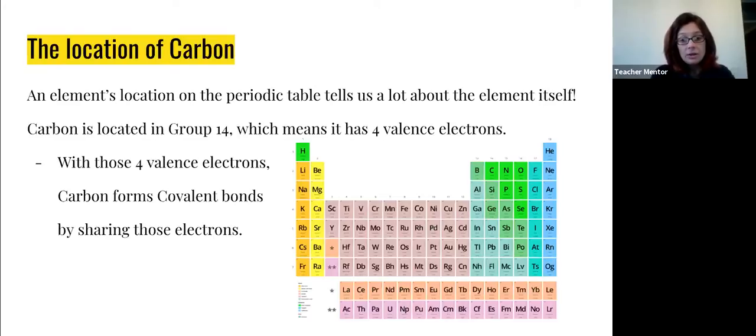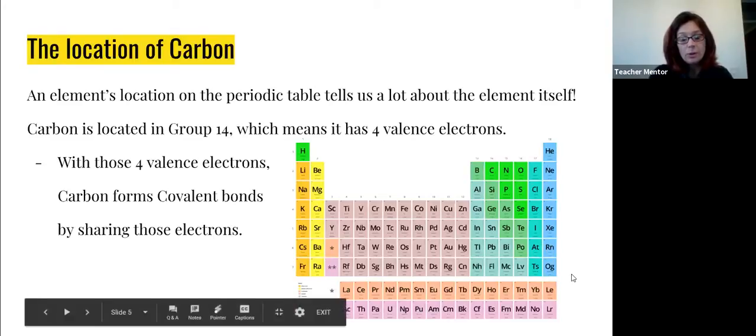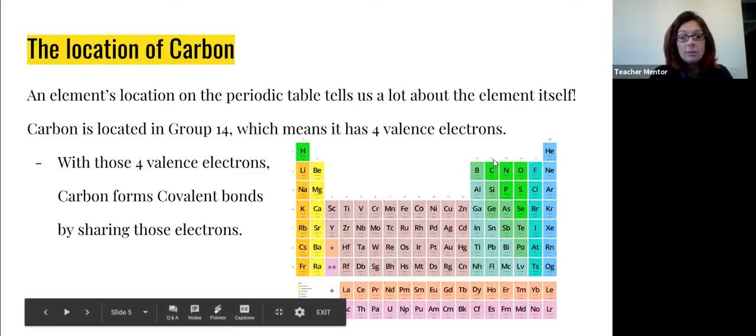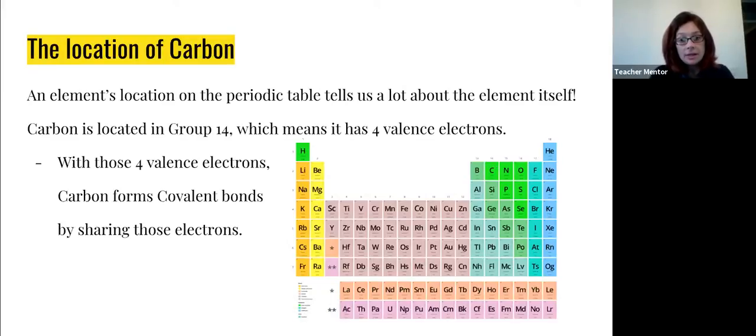Now, every single one of these elements wants to bond, whether they want to give their electrons away or take some more electrons. The only elements that don't want to do that are in group 18, the noble gases. They're kind of on their own. So right in the middle here, we have carbon. Carbon has 4. The main goal of every element, except the noble gases, is to have 8 valence electrons, to have a full outer shell.